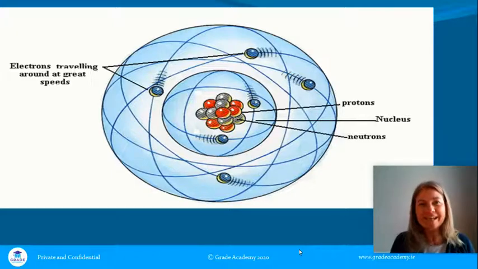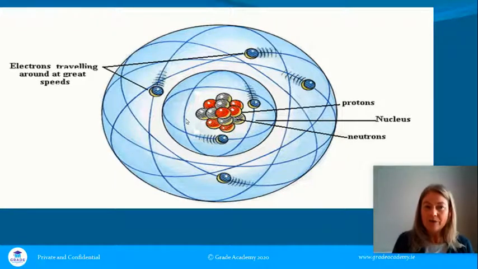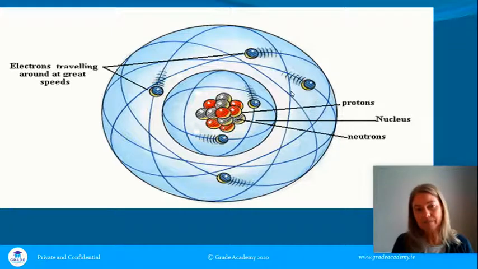Welcome back to Grade Academy on chemistry, atomic structure, and this is lesson 3. Now, this classic image that you have of the atom, we know about the nucleus and we know about the protons and the neutrons inside from the previous lessons. We're going to focus on the electrons now.